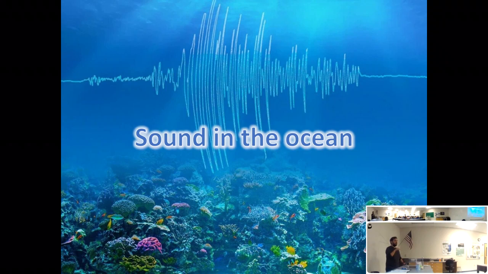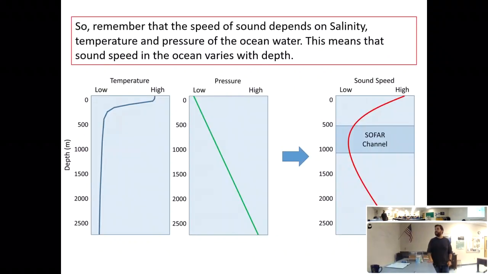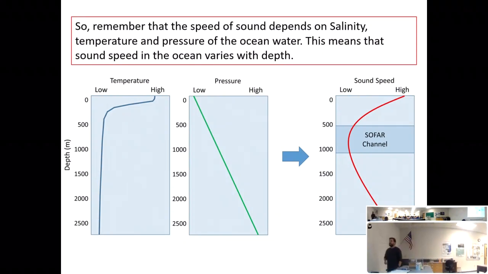Has anyone ever put their head underwater and heard? Can you hear anything when you're under there? Yeah, you can kind of hear muffled. Yeah, but you can hear stuff, right? You can hear stuff. So sound does travel through water. Okay. The speed of sound. Remember that we actually use that in echo sounding, right? So it definitely travels through water.